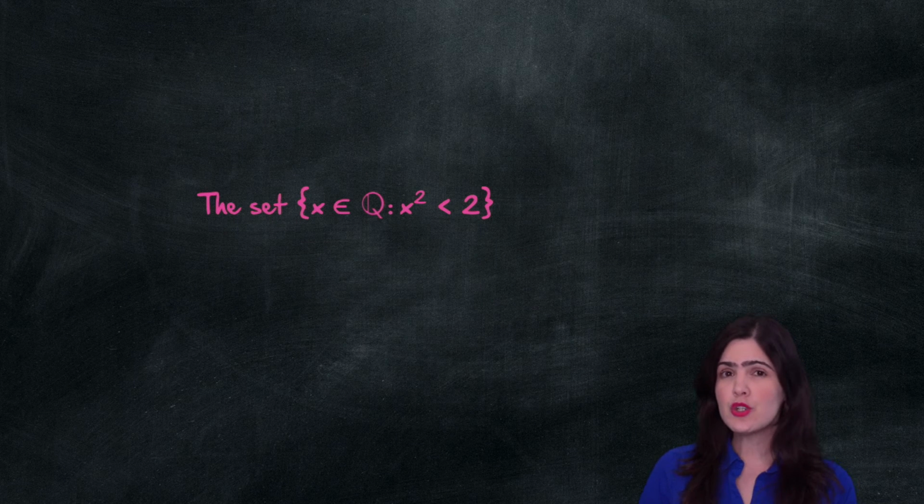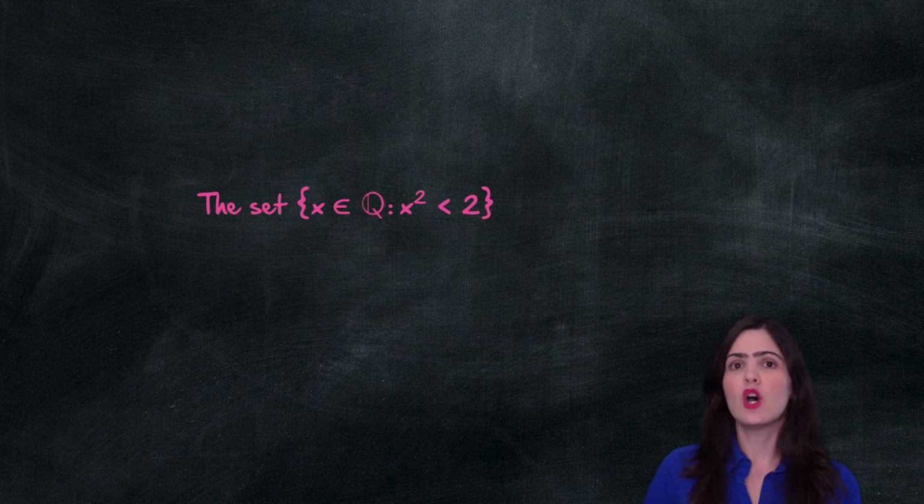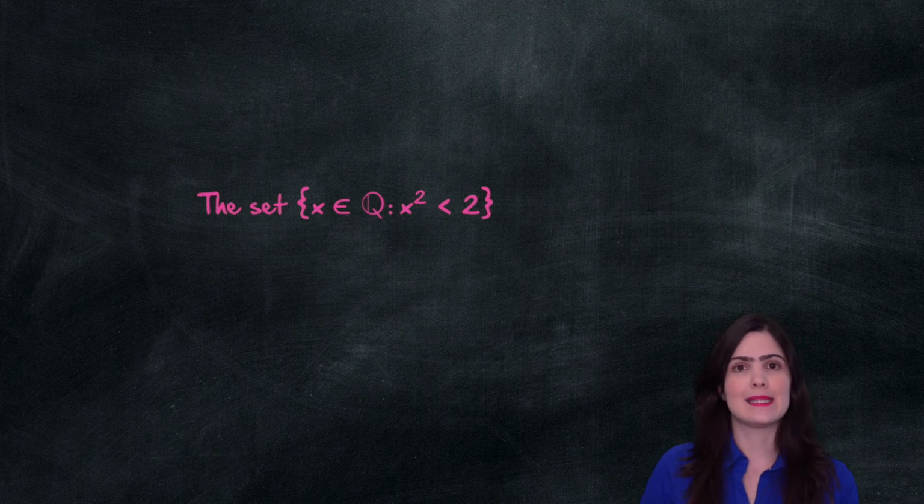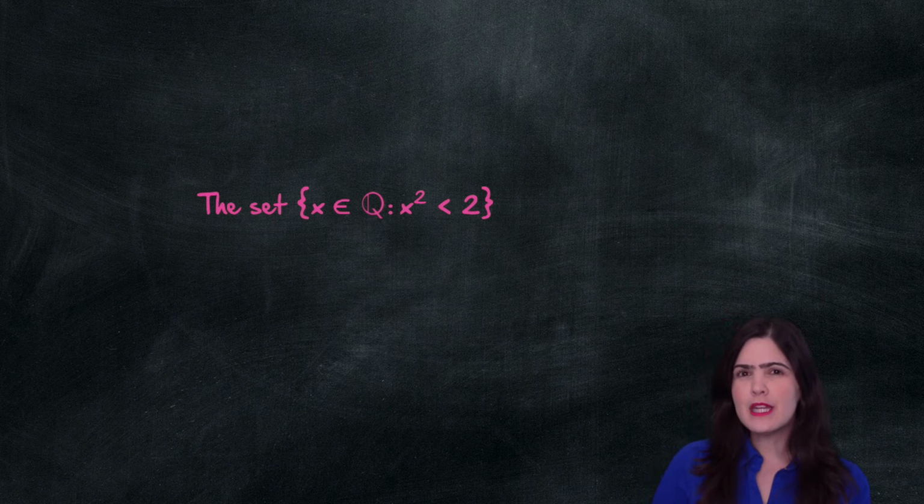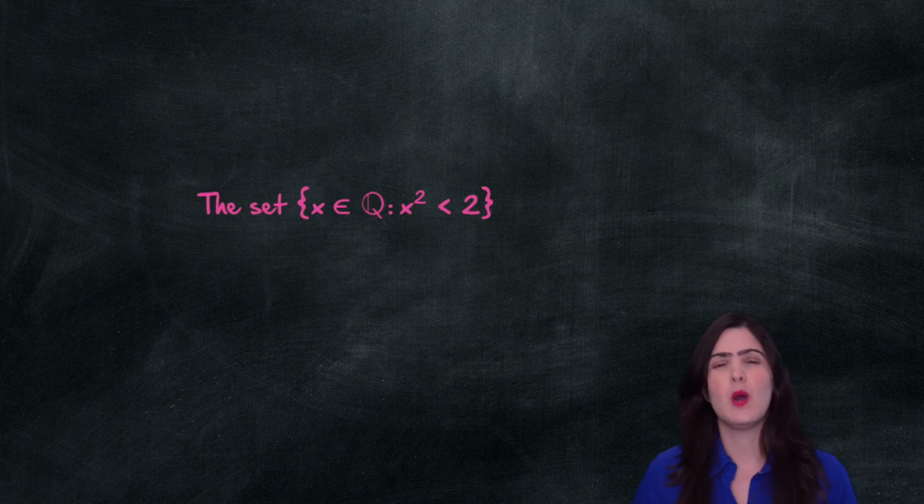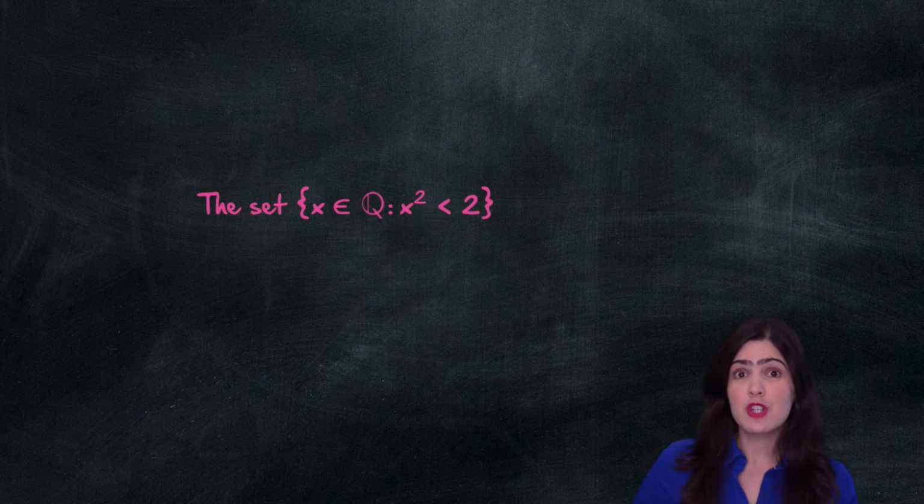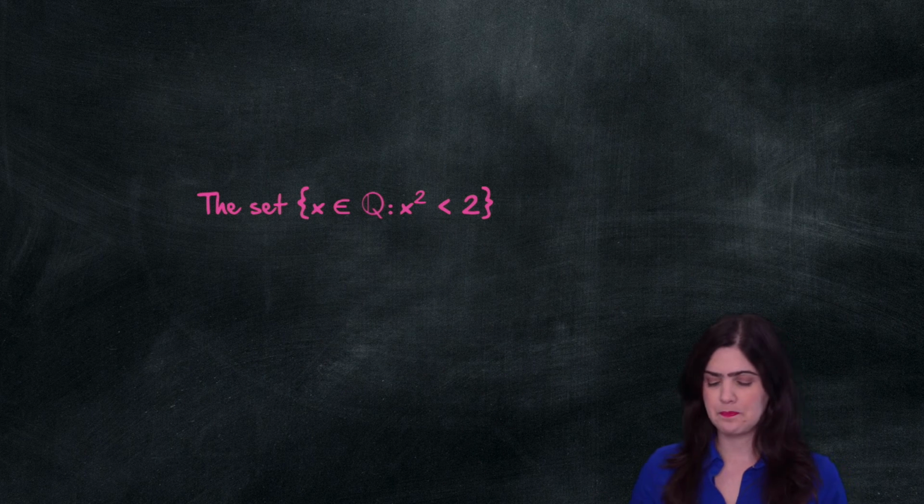In this video, we're going to take a closer look at the set of all rational numbers x such that x squared is less than 2. I know that I've already talked about it in a previous video, but then I was asking you to believe me. Now we are in a position of showing that indeed the supremum of this set is the square root of 2 and that it is impossible to find the supremum of the set in the rational numbers.